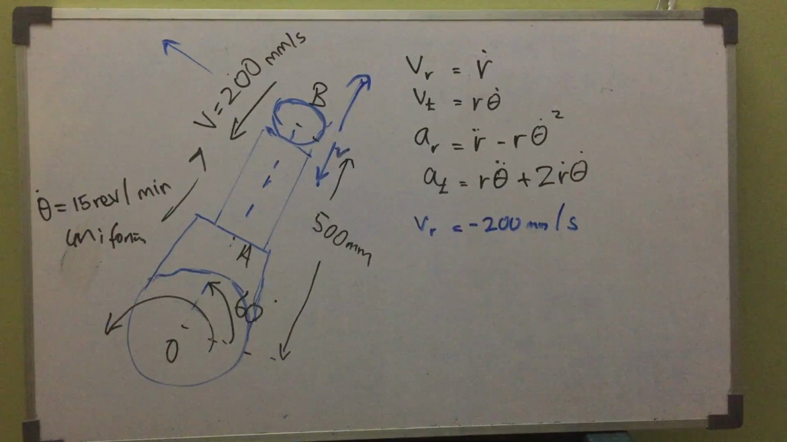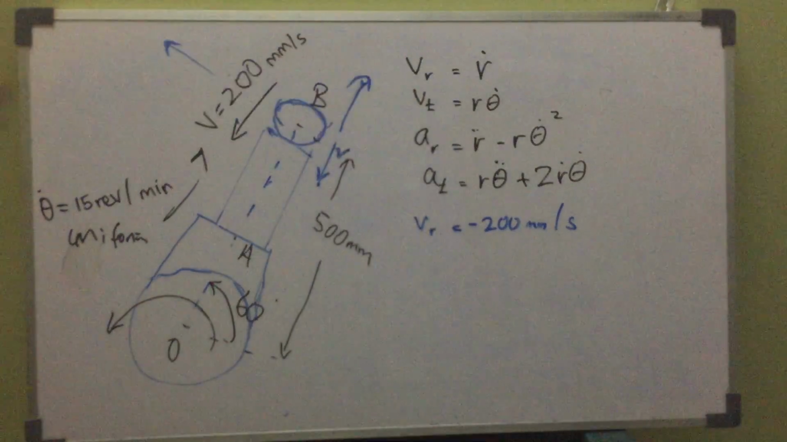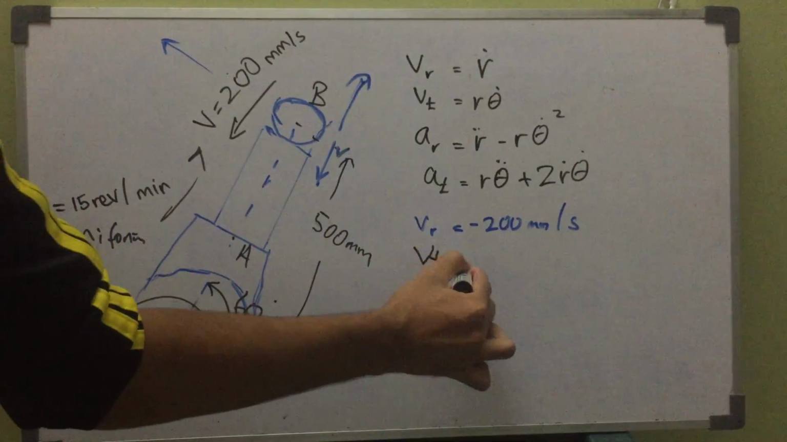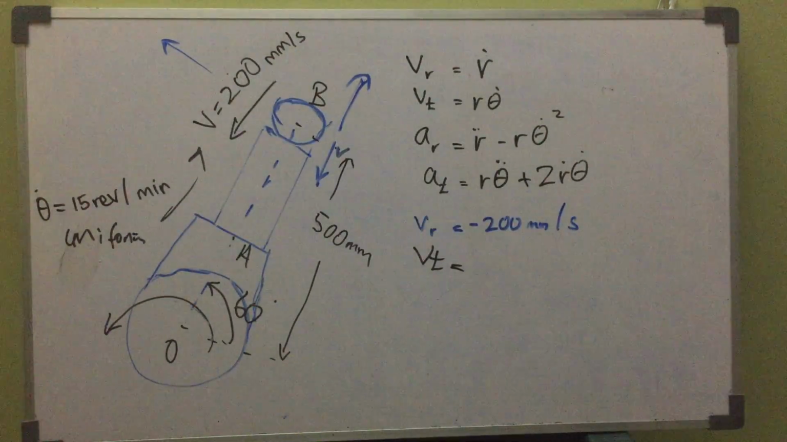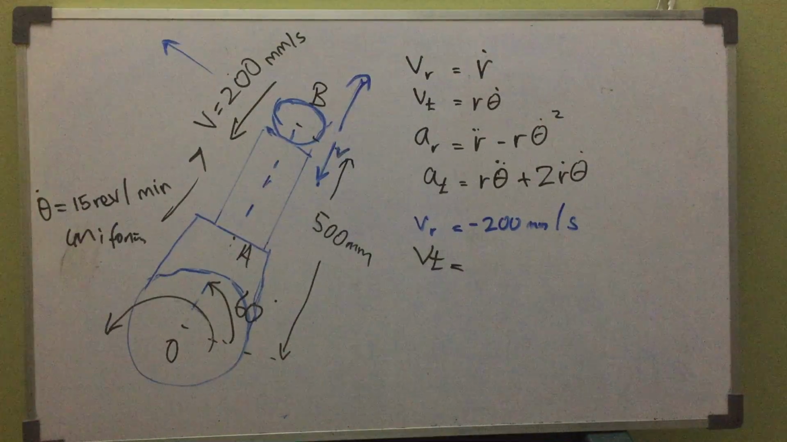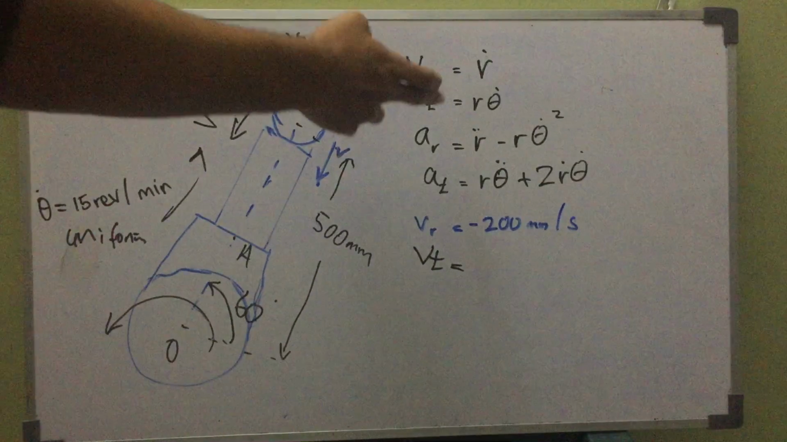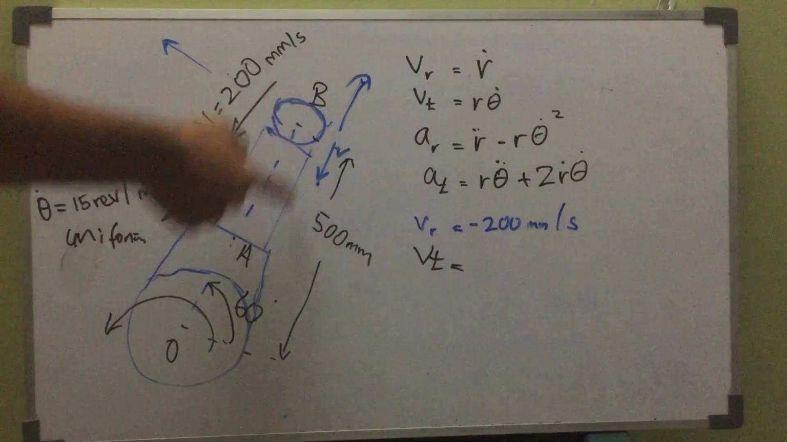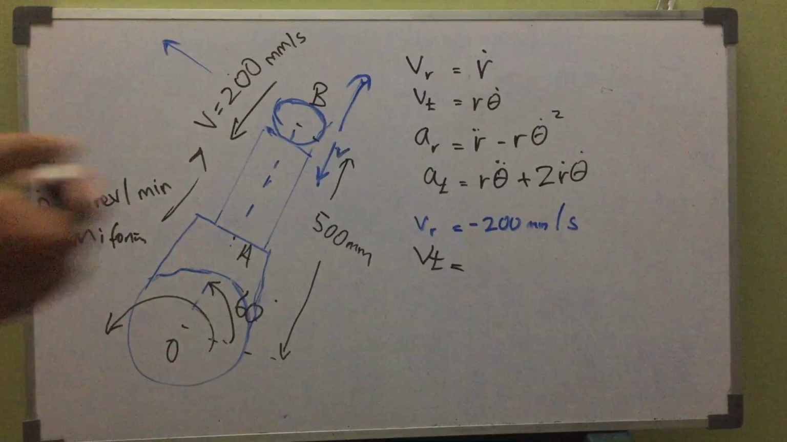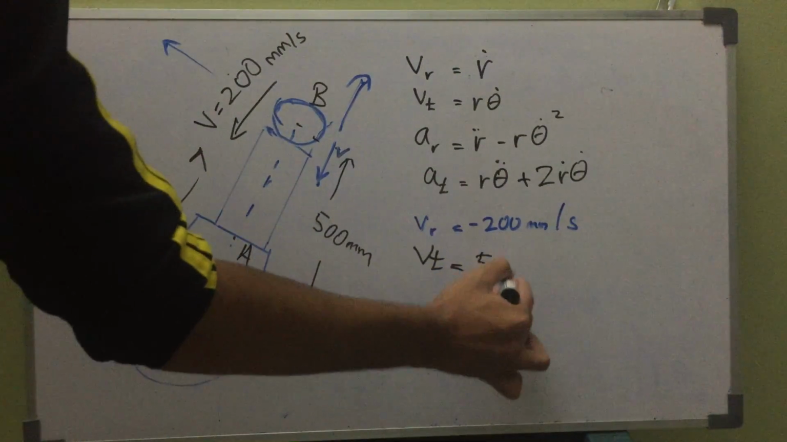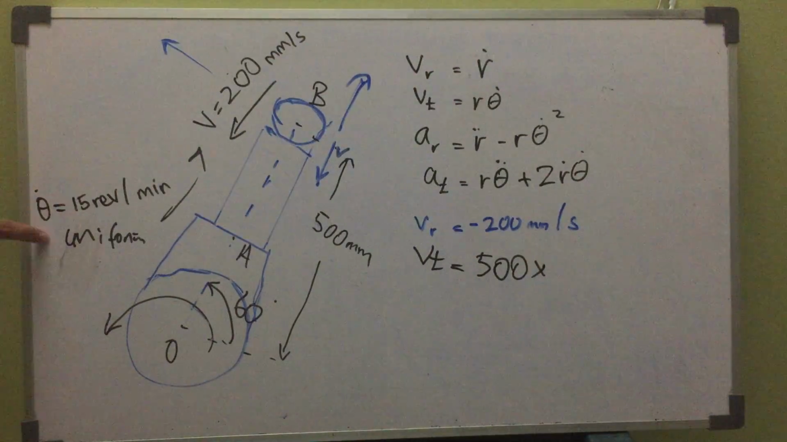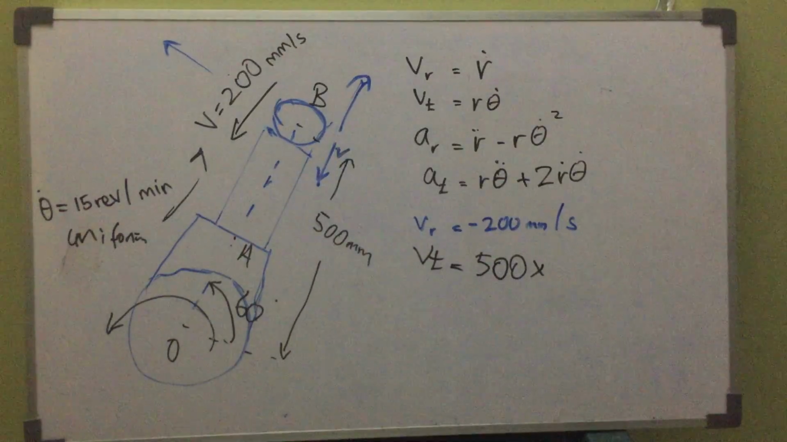Okay, let's continue. So when we are considering the VT, it would be r into theta dot. Here, what's the radius, what's the length of OB? We have already been given that we need to find that at 500 millimeters. So I'm going to just write it as 500. And we need to find the value of theta dot. We already know that theta dot is equal to 15 revolutions per minute.